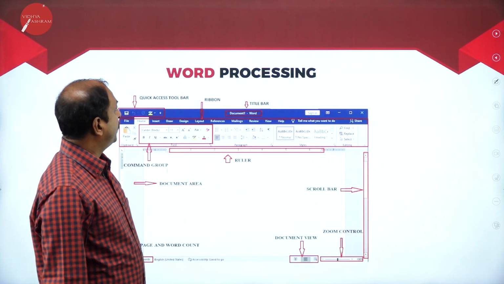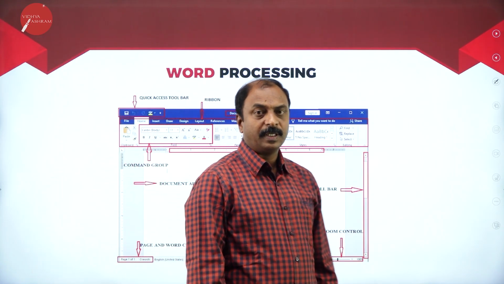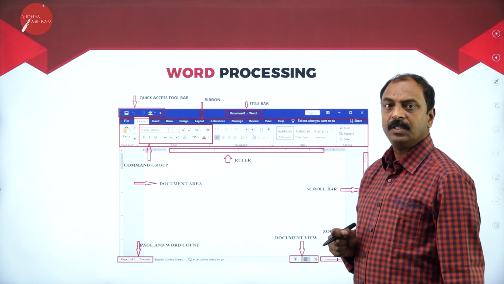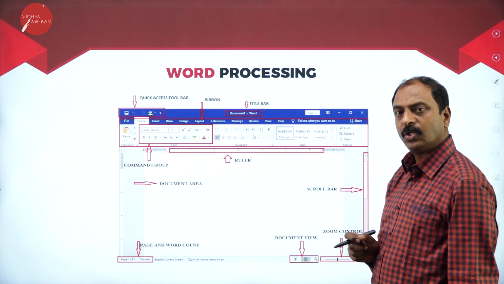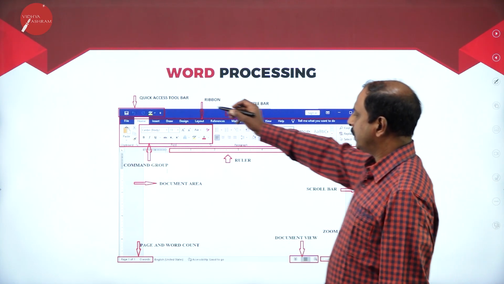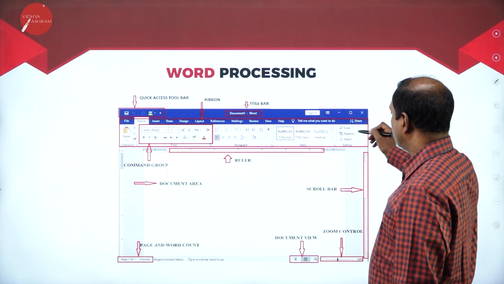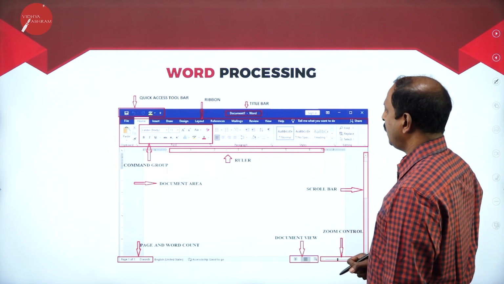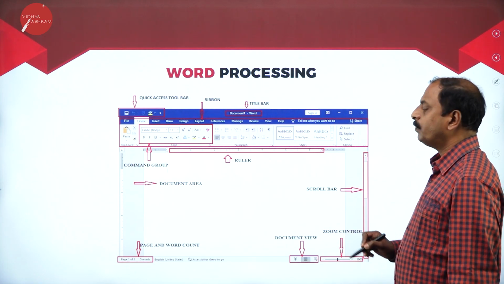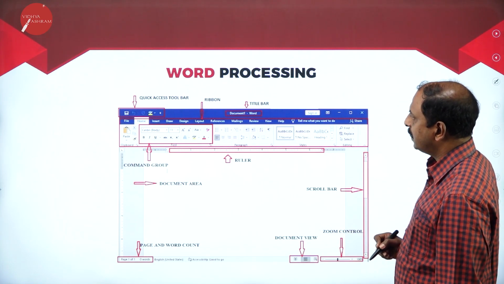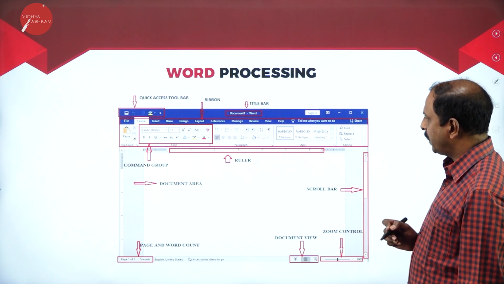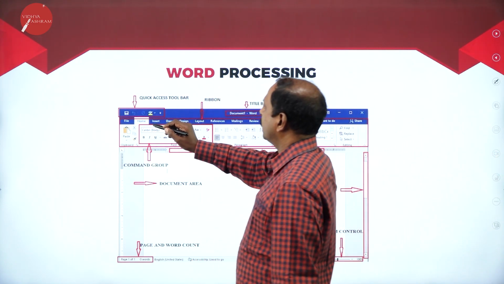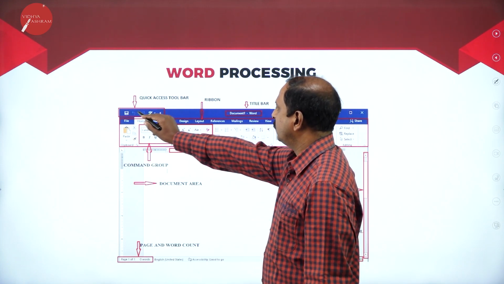Now let us see the different features of the MS Word application. So we are learning the MS Word application with respect to word processing software. So this is the MS Word screen. As soon as you open the MS Word application, this is the first screen. Let us see the different parts of the MS Word screen. The first one is called the quick access toolbar. See, this is one part of it.